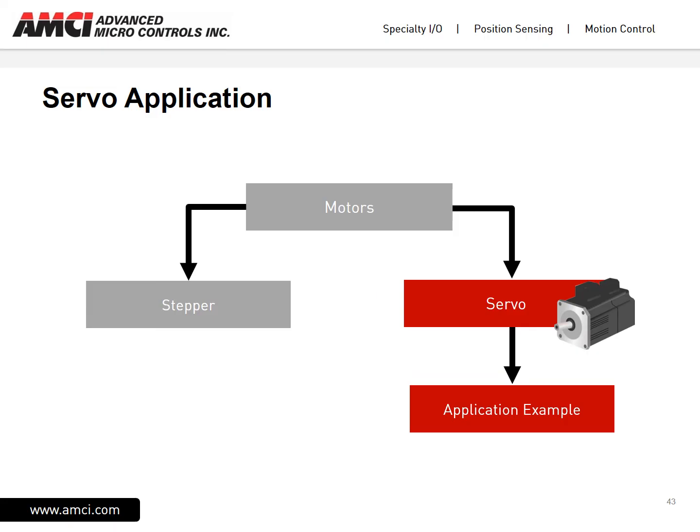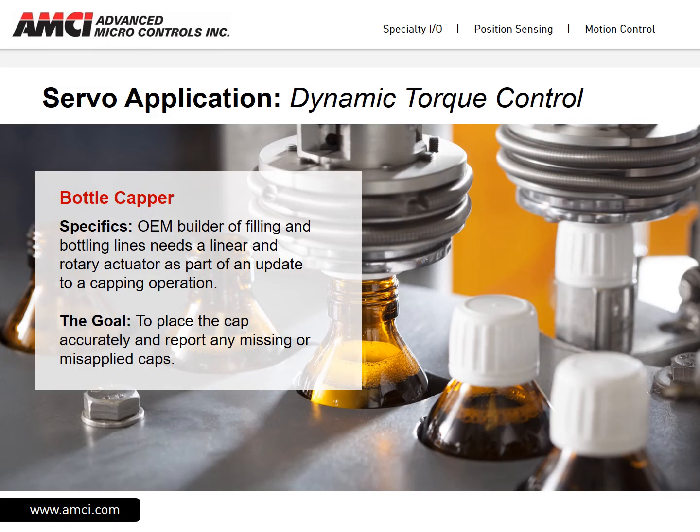Now let's look at a servo application. In this application, we're looking at a bottle capper. The OEM builder of filling and bottling lines needs a linear and rotary actuator as part of an update to a capping operation. The goal is to place the cap accurately and report any missing or misapplied caps.